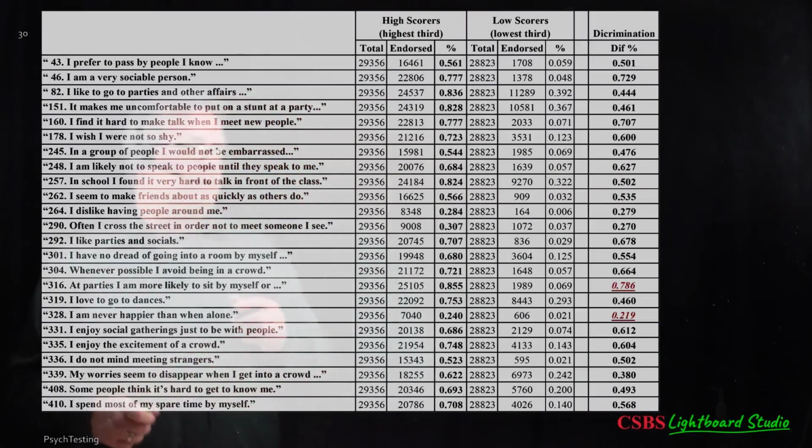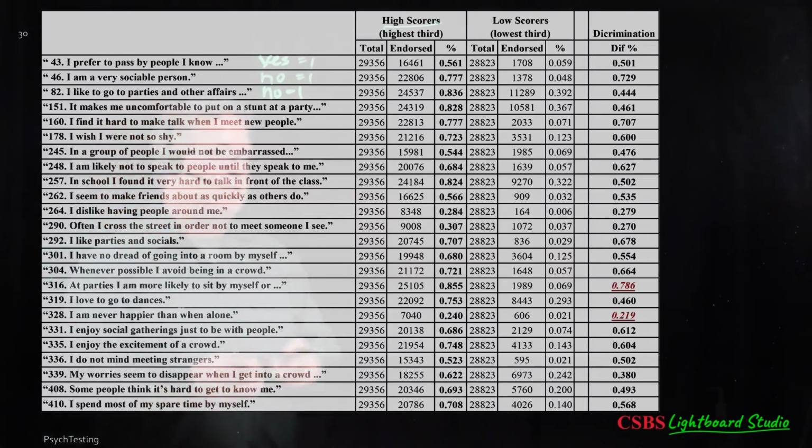Yeah, so you can see some of them are, I prefer to pass by people I know. Okay, so in this case, if I said yes, right, that indicates social anxiety, right? But not every question endorsement is yes necessarily. So I'm a very social person. Here, this one would be if I said no, that's social anxiety. So in that case, the high score, so here yes would equal 1, but here no would equal 1. Right? I like to go to parties and other affairs. Same thing. No equals 1. Make sense?